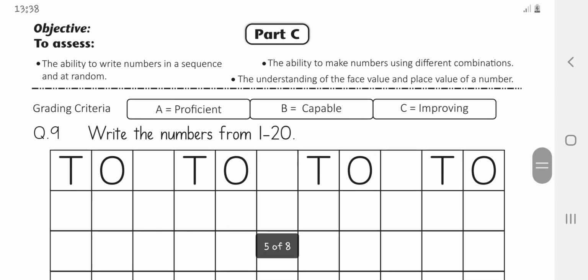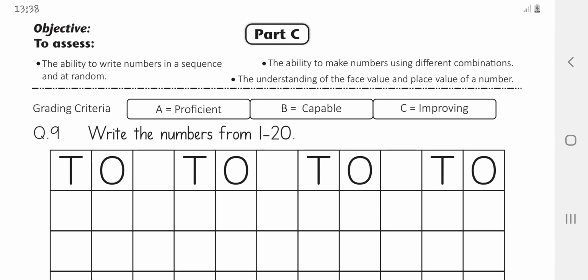Part C is about the written ability of the students. How well can they write the numbers? Can they solve different sums? Can they make different numbers using different combinations? So the objective is to assess the ability to write numbers in sequence and at random, the ability to make numbers using different combinations, and the understanding of the face value and place value of a number.